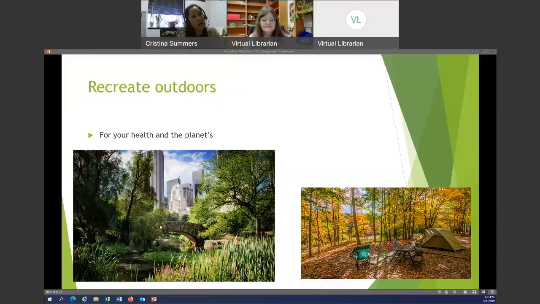Or you could go further away, plan a camping trip out in some forest. It doesn't matter. The point is just to spend some time out in nature. You could just chill out. You could walk. You could bird watch. There's all kinds of things you could do: hunting, even fishing. Whatever you're into.